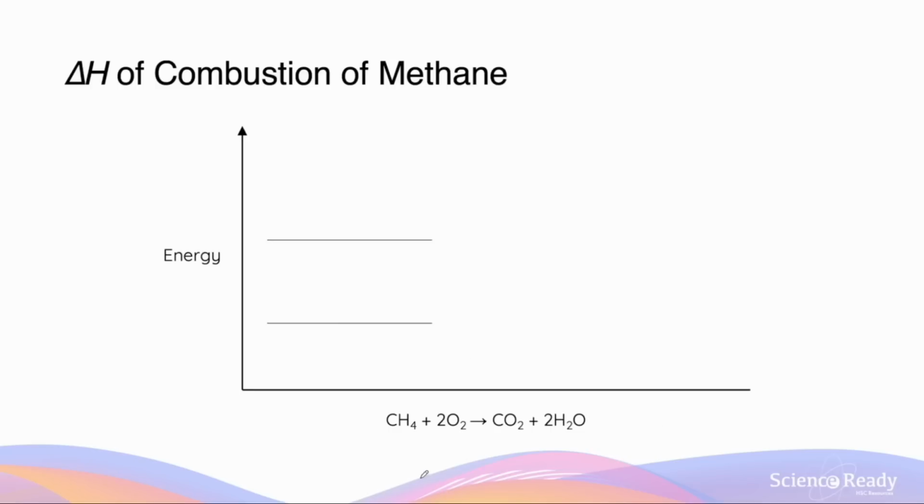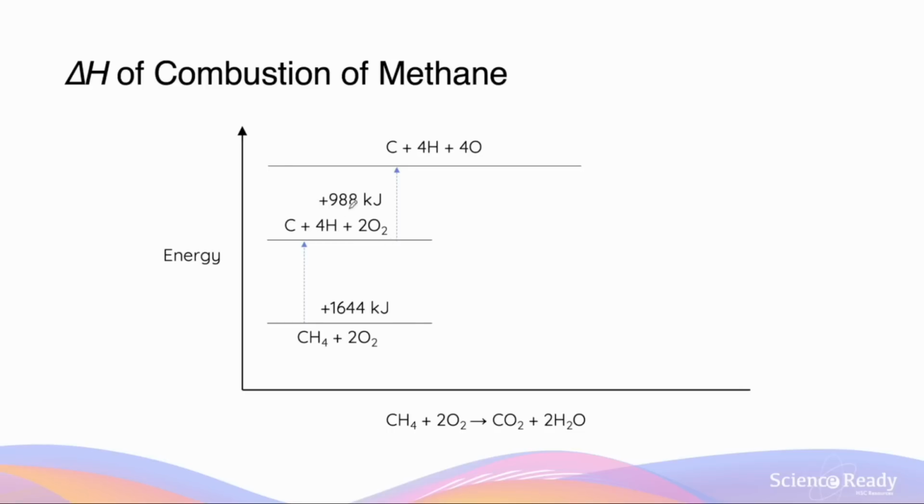So the combustion of methane starts off with methane and oxygen gas, and this will produce carbon dioxide and water. So we'll start with the reactants, and we'll absorb some amount of energy to break apart the methane molecule into the carbon and hydrogen atoms.